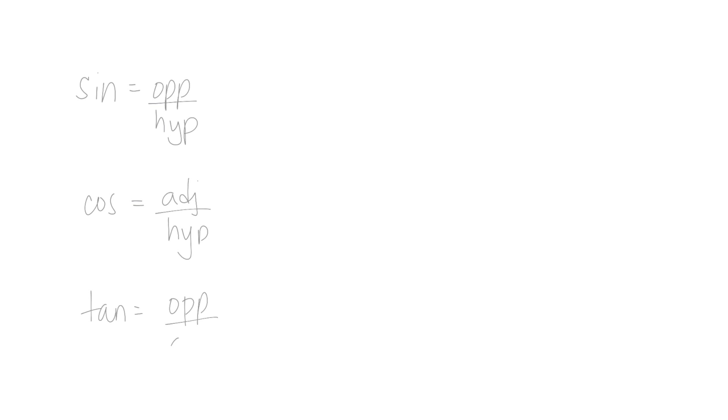So we know sine is opposite over hypotenuse. We know cosine is adjacent over hypotenuse. And we know tangent is opposite over adjacent. Okay, so now what we're going over are called the reciprocal functions.